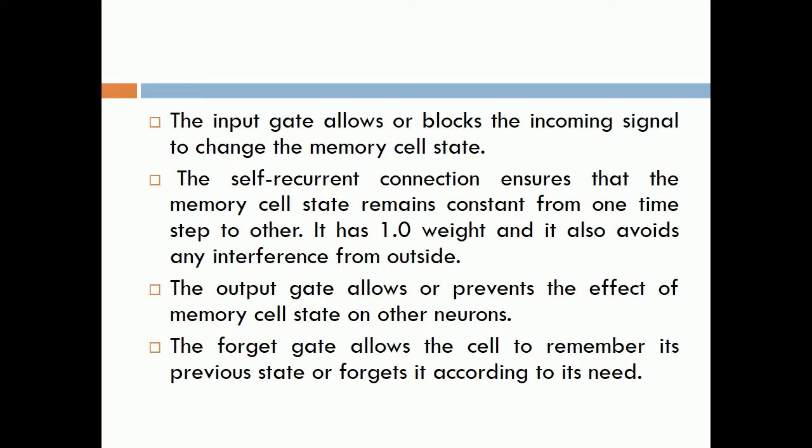It has 1.0 weight and it also avoids any interference from outside. The output gate allows or prevents the effect of memory cell state on other neurons. The forget gate allows the cell to remember its previous state or forget it according to its need.